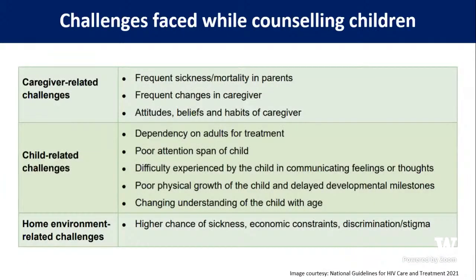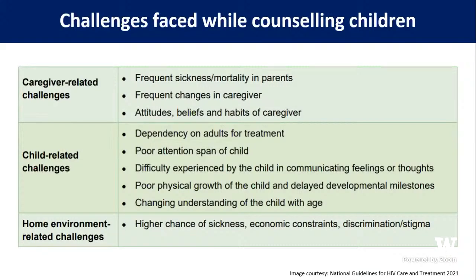So the caregiver-related challenges are frequent sickness and mortality in parents. So what happens? You counseled one caregiver and she was admitted in the hospital, she died, or again some new caregiver has to be counseled. There are 13.7 million children orphaned by single or both parents due to HIV in the world. So it means there are so many orphan children. There may be frequent mortality and sickness, so we have to change the caregivers, and that is a great challenge.